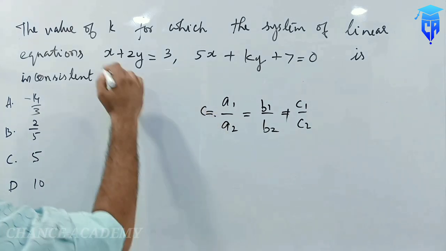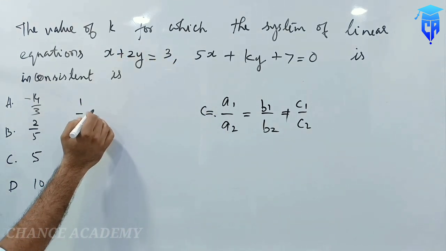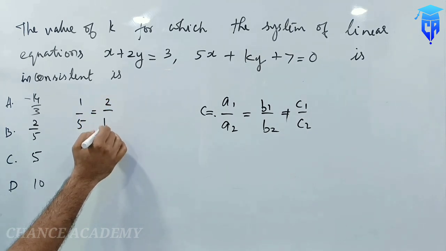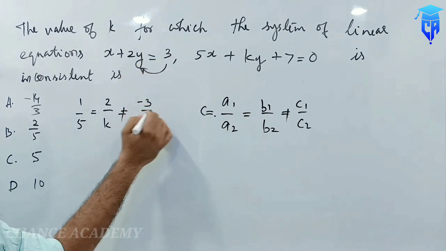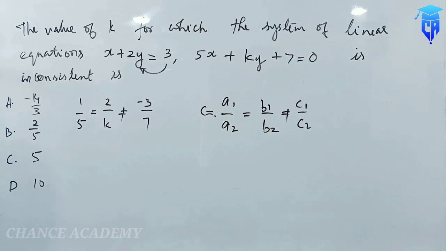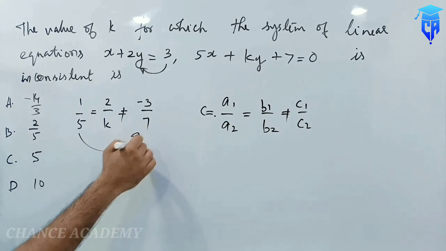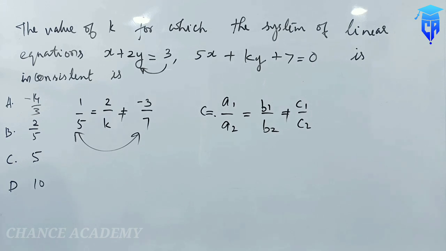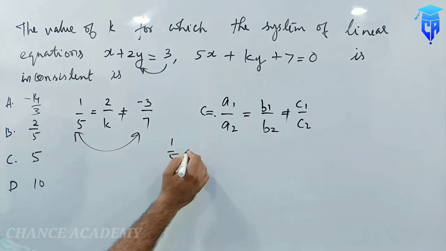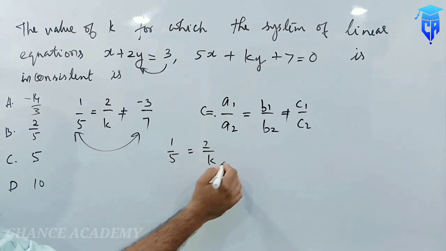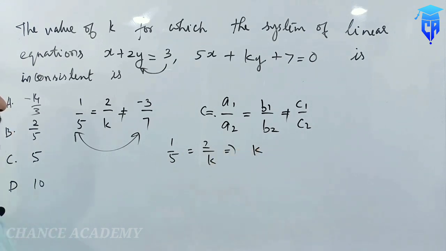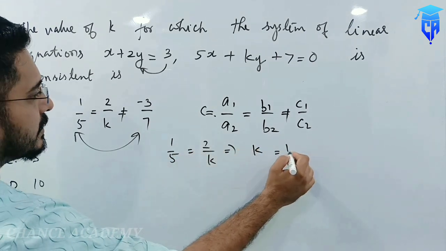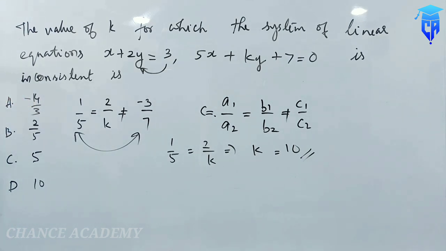Based on this, we can write from the coefficients 1 by 5 is equal to 2 by k, not equal to 3, which must be taken to the left side, so that will be minus 3 by 7. So clearly 1 by 5 is not equal to minus 3 by 7, so that part is okay. Now we can take 1 by 5 is equal to 2 by k, cross multiply and rearrange in such a way that k is multiplied with 1, so you will get k, and 5 into 2 will be 10. So the answer for this question is k is equal to 10. The option is option D.